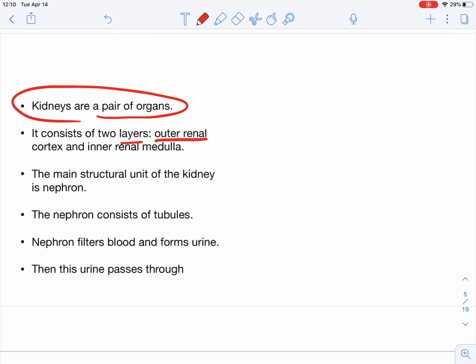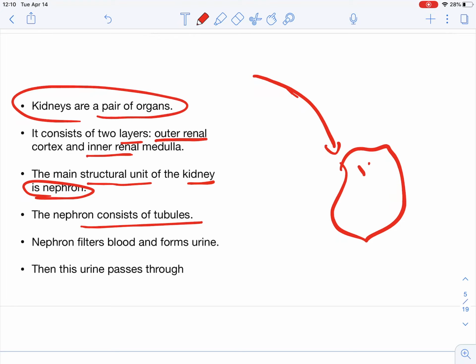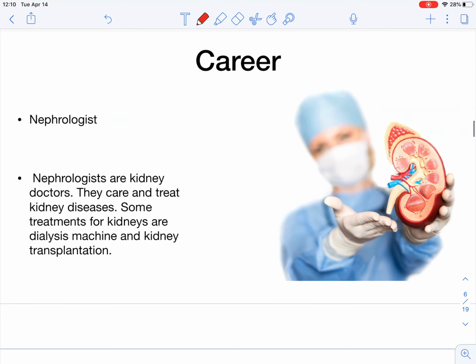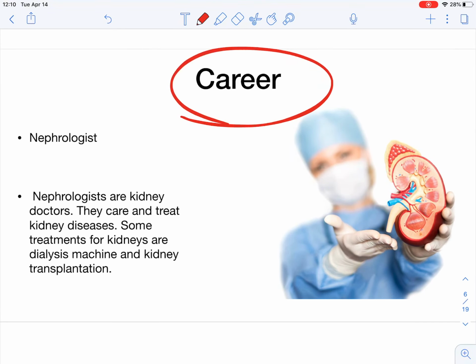Kidneys are paired organs. They consist of two layers, the outer layer and the inner layer. The main structural unit of the kidney is the nephron. Nephron consists of tubules. Blood comes to the kidney, and the nephrons filter the blood.